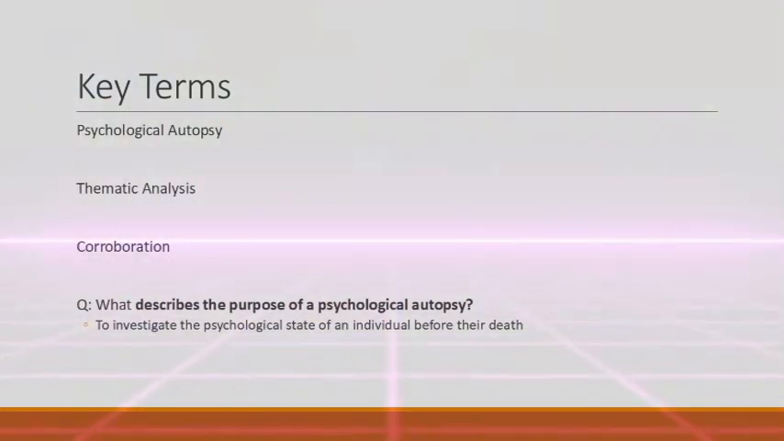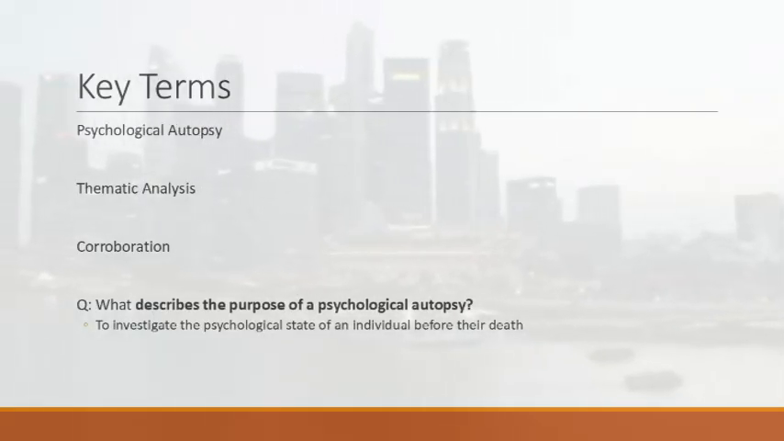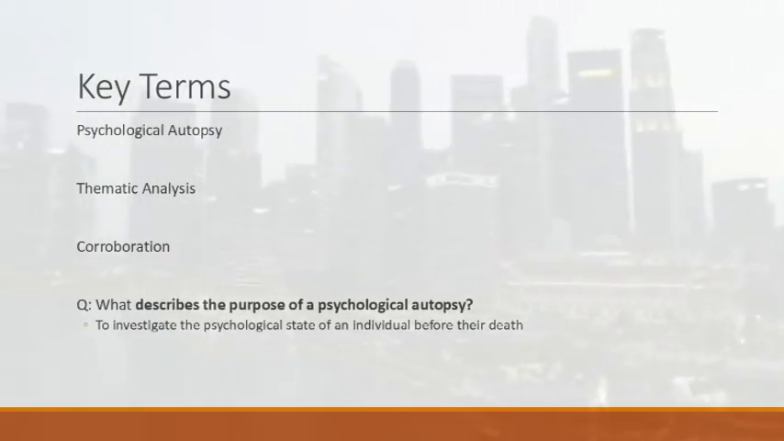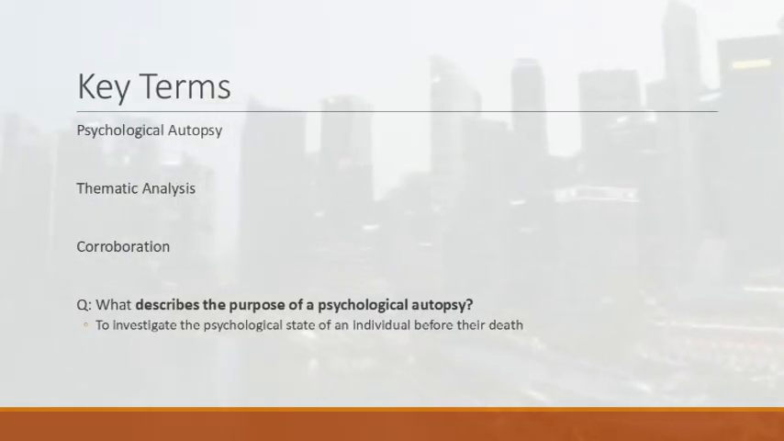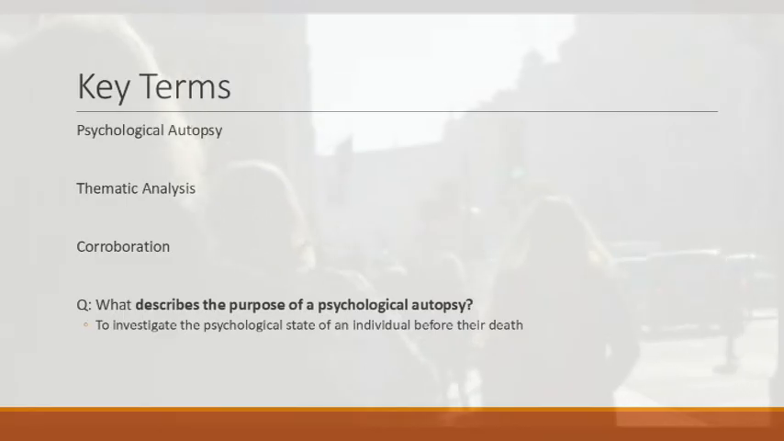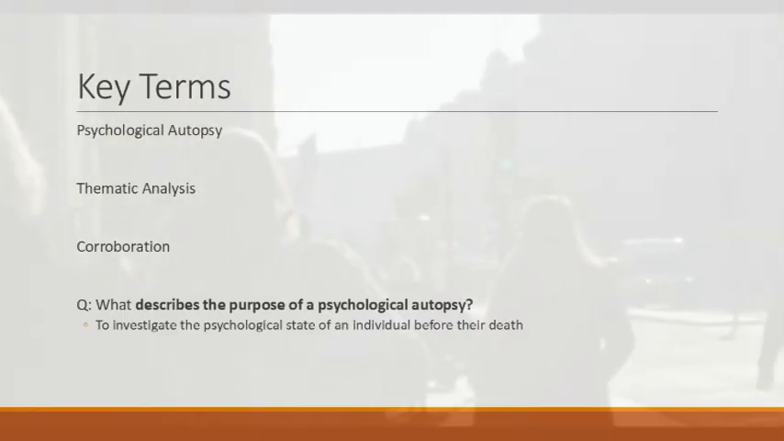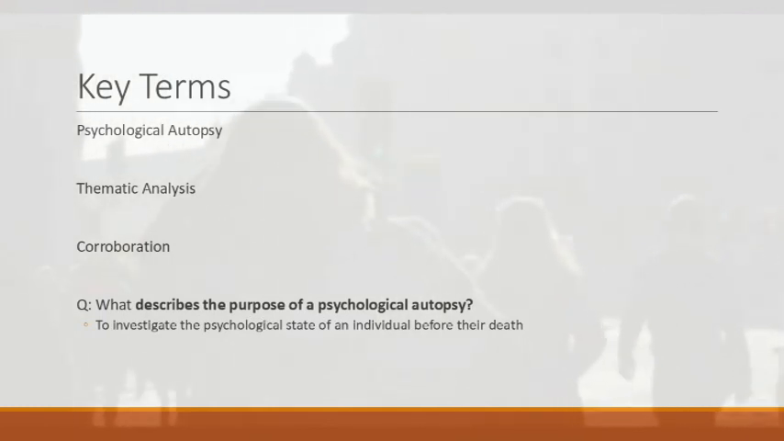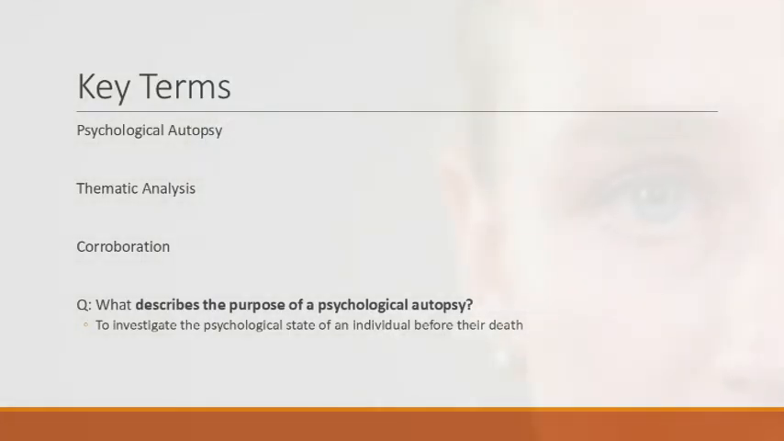And when we talk about corroboration, what are we talking about? Well, we're talking about what confirms, what validates that data. How can we cross-reference multiple sources? In a psychological autopsy, this means comparing accounts from interviews, from medical records, and from other forms of evidence, whatever they might be, to ensure that there is consistency and reliability in the findings. And so when we ask the question, what's the best phrase to really describe the purpose of a psychological autopsy? Well, I would say that the best description based upon this lecture would be to investigate the psychological state of an individual before their death.